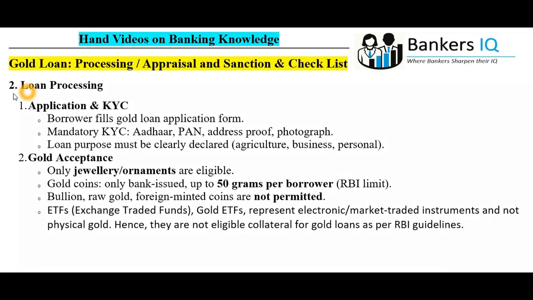The second point is loan processing, application and KYC. The borrower fills a gold loan application form, and the mandatory KYC documents are Aadhaar, PAN, address proof, and photograph. The loan purpose must be clearly declared, whether it is for agriculture, business, or personal use.